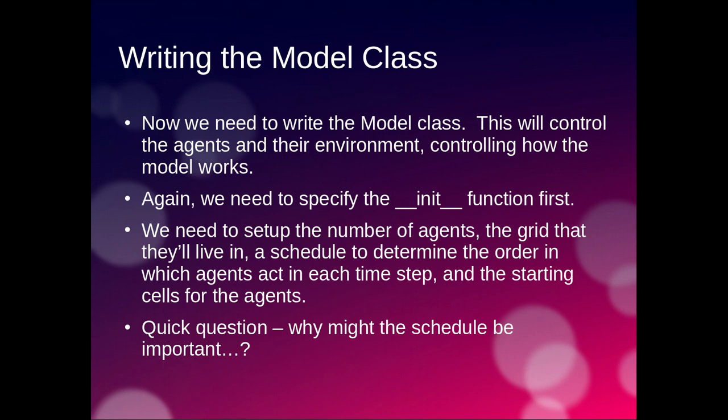So we're going to write this as a class, which again means the first thing we need to specify is a constructor, our constructor function. In our constructor function, we're going to need to set up the number of agents that we want in our model, the grid, the environment that they're going to live in, a schedule, which will determine the order in which agents act in each time step, and the starting cells for the agents where they're going to start in our model.